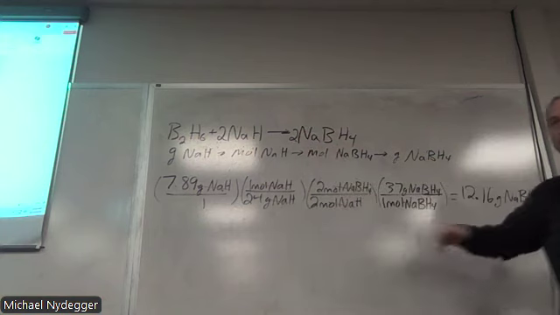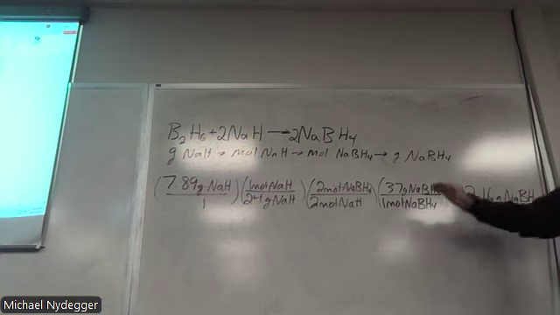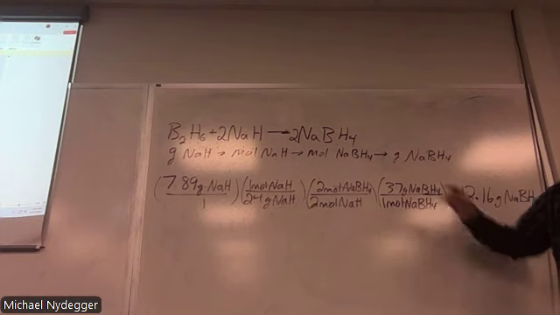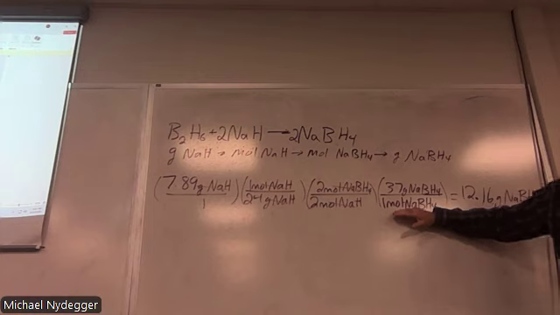Some of you ask, can we put 2 and 2 here? I don't know why you would want to. I'm always consistent. This is what I get from the periodic table. The periodic table tells me the mass of 1 mole of sodium borohydride. So I'll always have 1 mole down here, always.